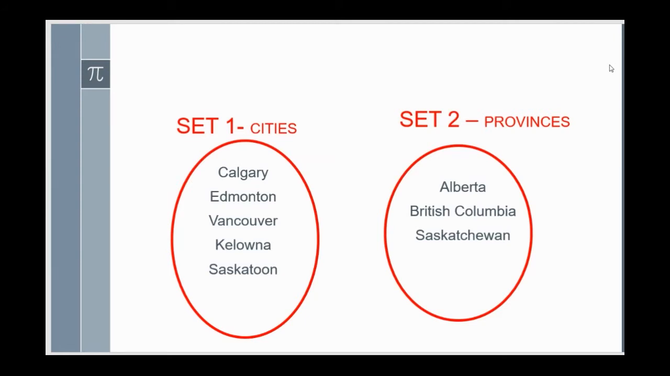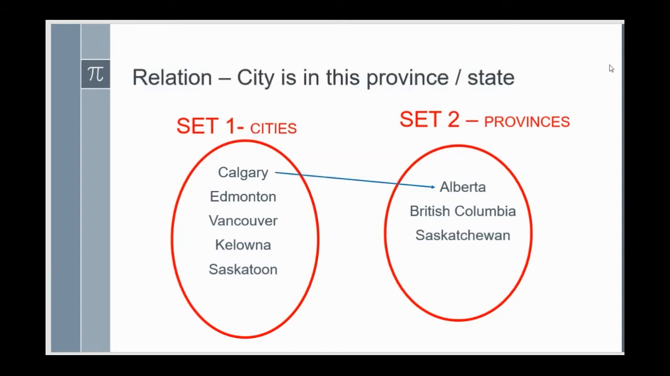A relation is when we have a connection between set one and set two. So we're going to start with Calgary. We're going to draw an arrow that connects it with the province that it's in. Now it's a relation. The relation is what province or state is each city in. We're going to do this for each and every city. And in the end, we now have a relation. Every item in set one is connected to a set two element.